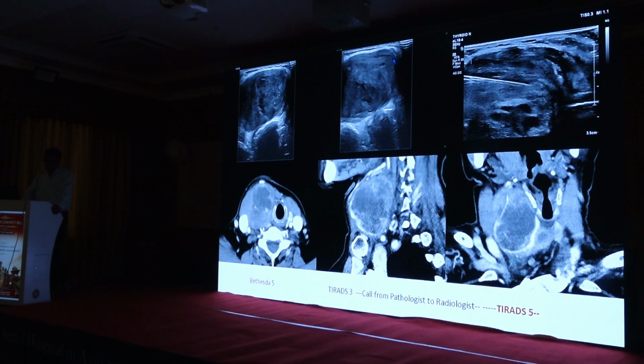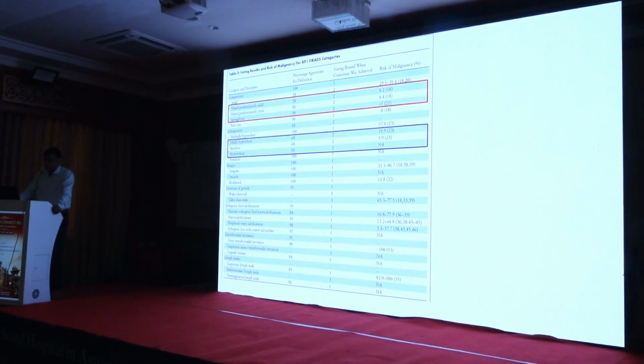We got a call from the pathologist that they are seeing Bethesda 5 anaplastic carcinoma, and if we see the CT, there is an extrathyroidal extension, infiltration into the surrounding structures, and it is updated to Thyroid 5. So there could be misclassification between different compositions, different echogenicity, and interpretation of microcalcifications, echogenic foci, and other things.